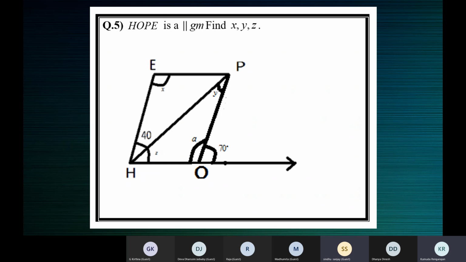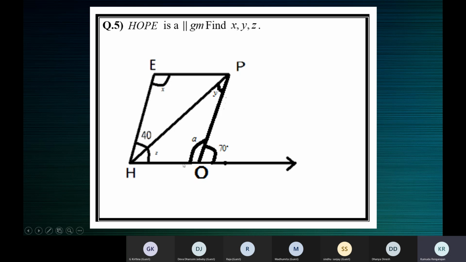Ma'am, A and Z are adjacent angles. No, A and Z are not adjacent angles. See here, this angle H is made up of two angles, 40 and Z. When you say angle H, it is 40 and Z together. So this is also one of the ways of finding Z.